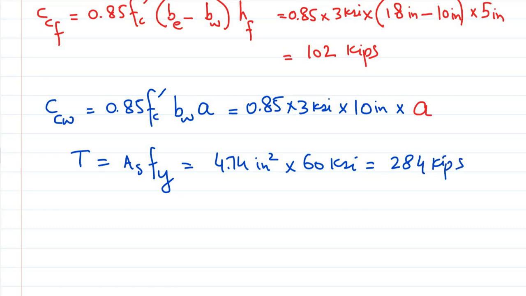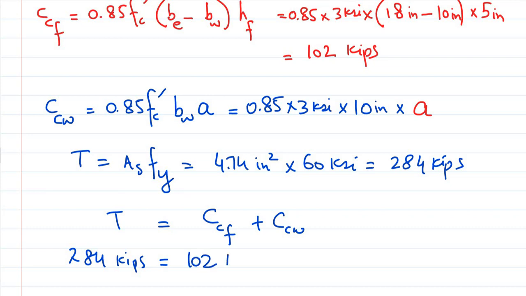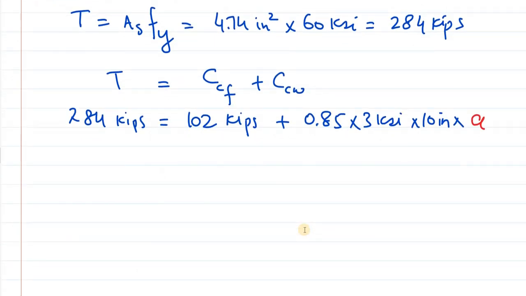Now you can set up the equilibrium equation that T has to be equal to CCF plus CCW, and then you can just put the values. 284 kips equal to CCF was 102 kips, all right, and then this CCW is in terms of A, so 0.85 into 3 KSI into 10 inch into this A. So now you can solve this expression for A and get your answer for A. So this way A will become a known value.